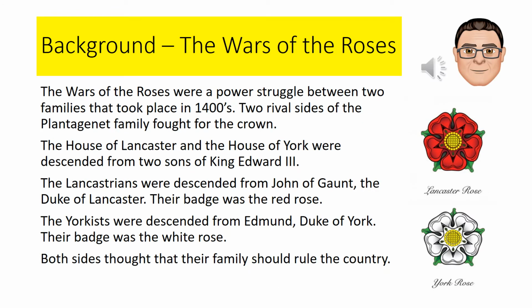The ruling family at this time were known as the Plantagenets. The Wars of the Roses was a power struggle between 2 sides of this family. The House of Lancaster and the House of York were both descended from sons of Edward III. The Lancastrians were descended from John of Gaunt, the Duke of Lancaster, and the Yorkists were descended from Edmund, Duke of York. Both sides of the family thought that they had the right to rule the country.